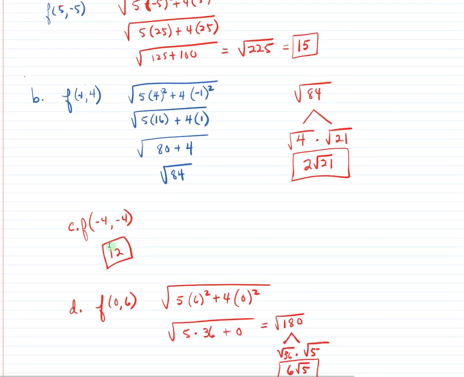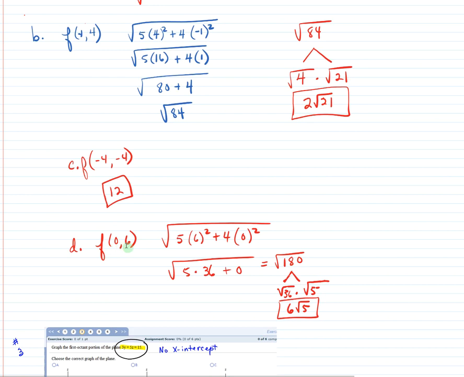And then negative 4 and negative 4, if we put those in, it comes out even, and it'll come out to 12. So there wasn't much to show you there. Just plugging in those numbers. D part, f(0, 6), when we plug that in, we end up with the square root of 180. And again, we've got to simplify that. So 36 is the biggest perfect square that divides into 180, and it goes 5 times. So the square root of 36 times the square root of 5 leaves us 6 square roots of 5. That would be our answer for that one.